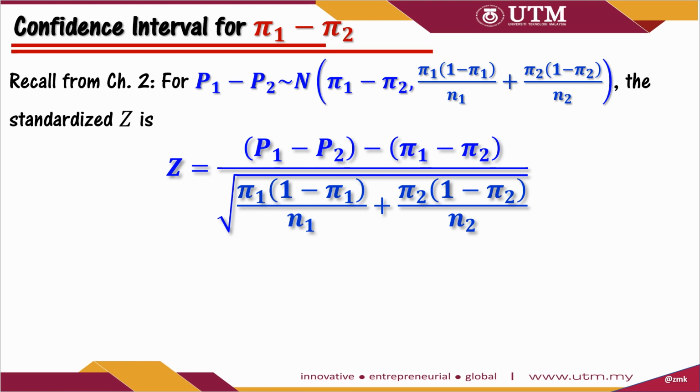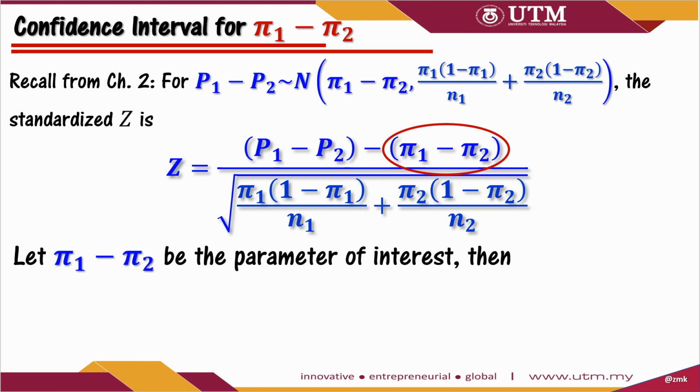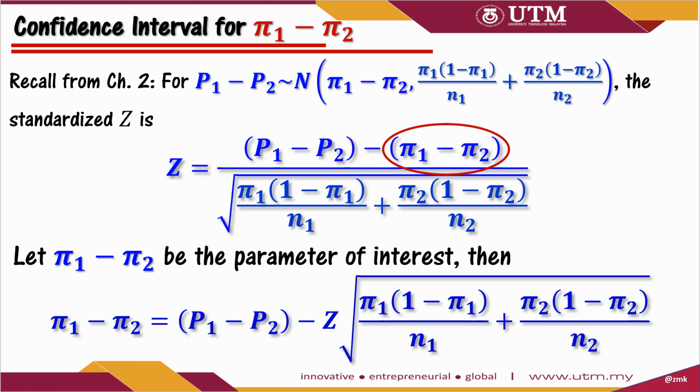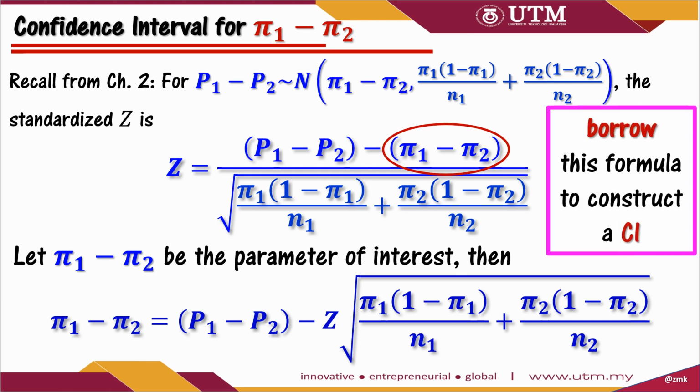Now, let pi1 minus pi2 in the Z formula be our parameter of interest. Rearranging the Z formula will give us the following expression. By borrowing this expression, we can then construct a confidence interval for pi1 minus pi2, which is explained further in the next slide.